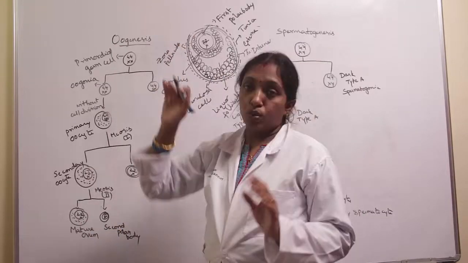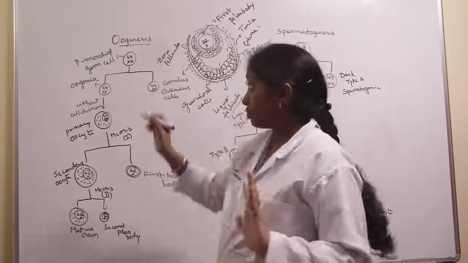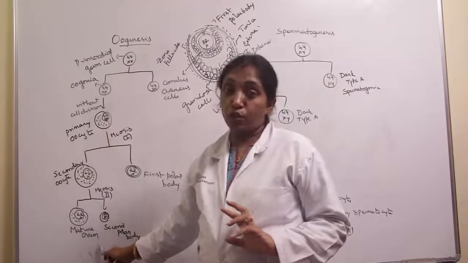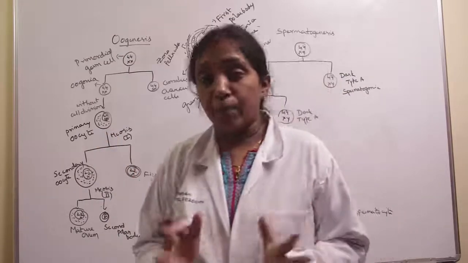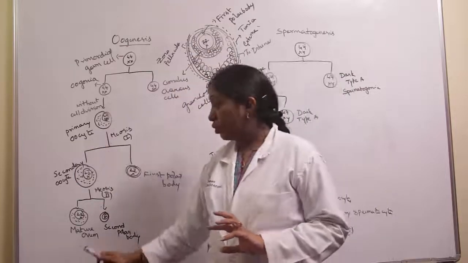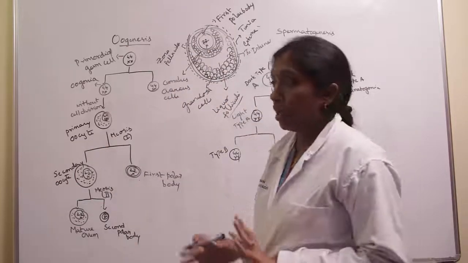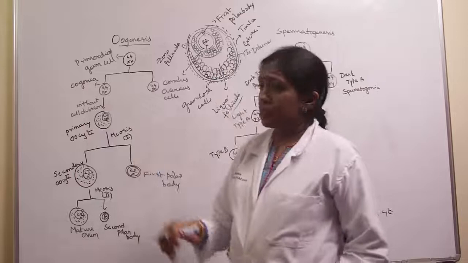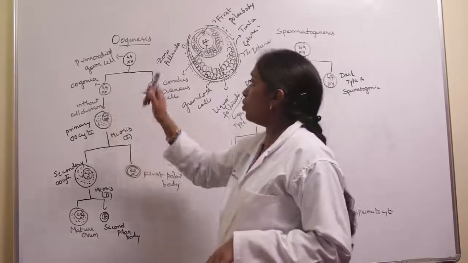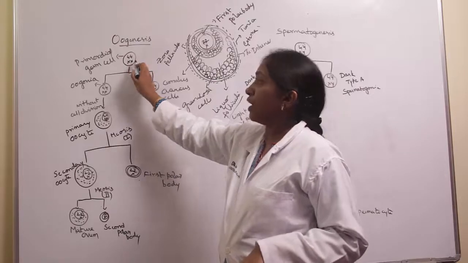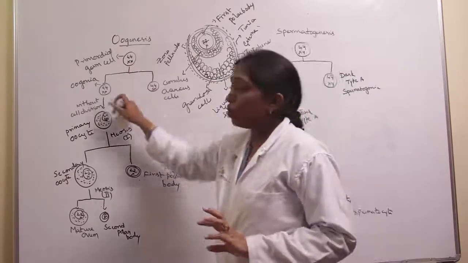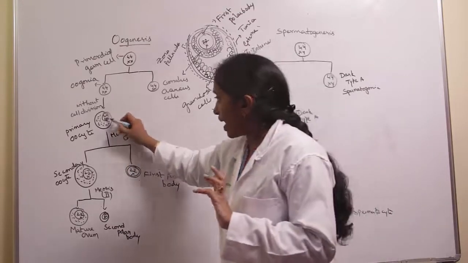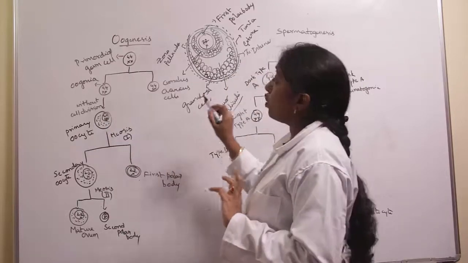So oogenesis means the maturation of the primordial germ cells from primary oocyte to mature ovum. Usually these primordial germ cells are present in the cortex of the ovary, and they undergo mitosis and form oogonia, which have 44 autosomes and 2 X chromosomes. These oogonia enlarge in size and convert into the primary oocyte. The primary oocyte is now surrounded by a layer of follicular cells.